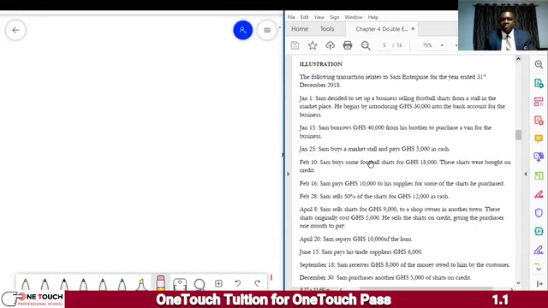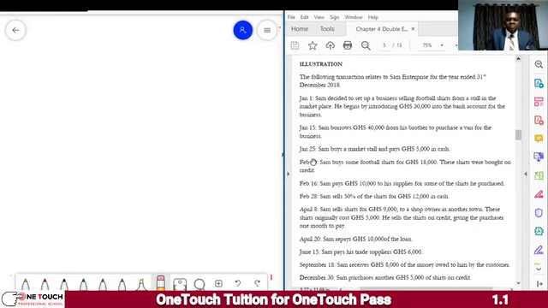Now it says that the following transaction relates to some enterprise for the year ended 31st December 2018. January 1, Sam decided to set up a business selling football shirts from a store in the marketplace. He begins by introducing 30,000 into the bank account for the business.